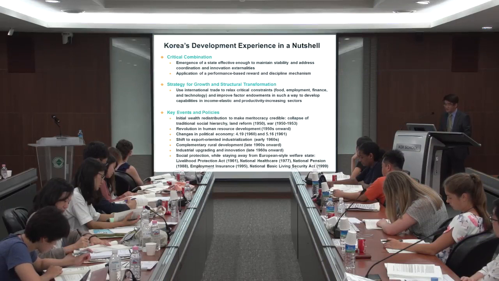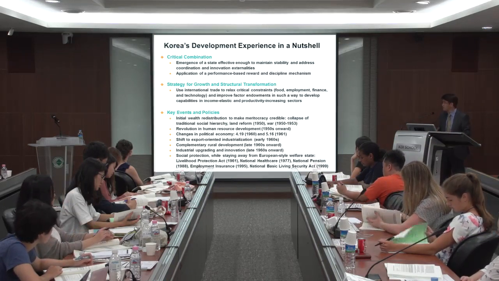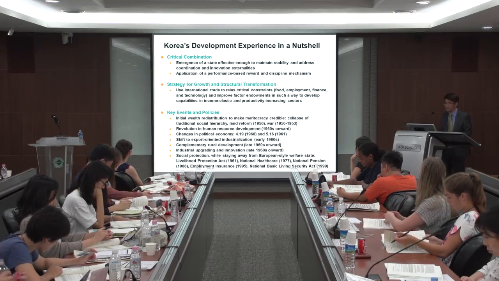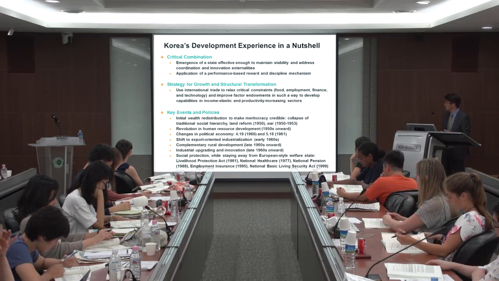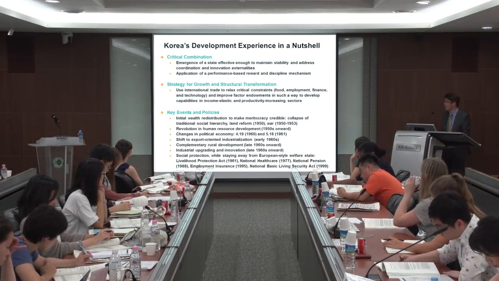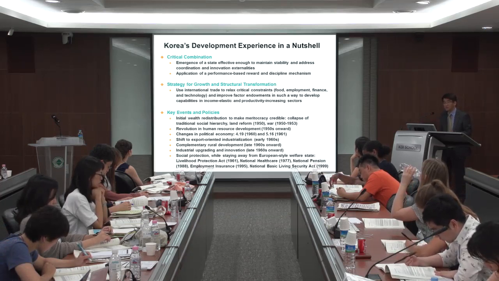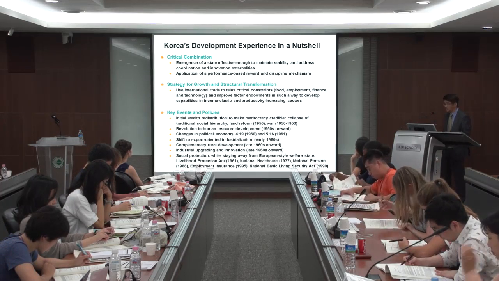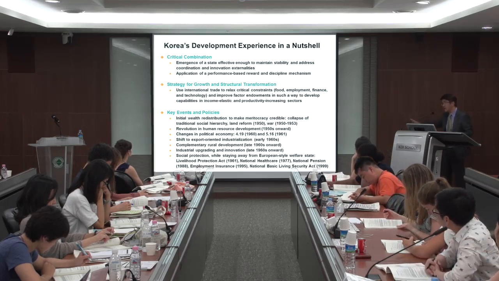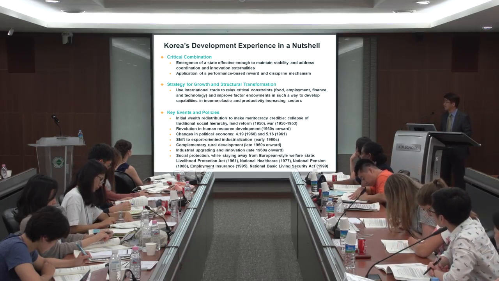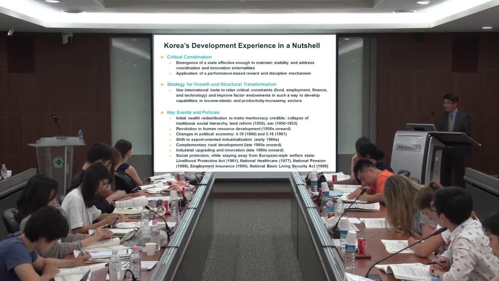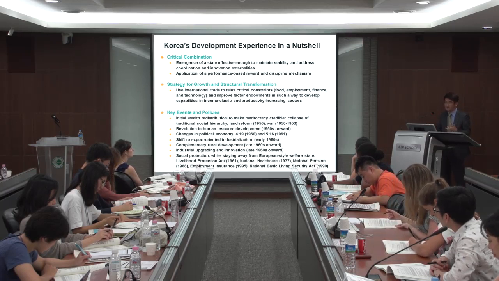Okay. Right after the liberation of Korea from the Japanese colonial rule, there was wealth redistribution to make meritocracy credible, performance-based reward and discipline mechanism credible. First, of course, was the collapse of traditional social hierarchy in the early 20th century and under the Japanese colonial rule. But more importantly, there was a land reform in 1950, and there was also the Korean War that basically put just about everybody at the same starting line. Okay? And people could credibly expect that their hard work and hard study would pay off in a society that's not rigidly defined by a social hierarchy, traditional social hierarchy.